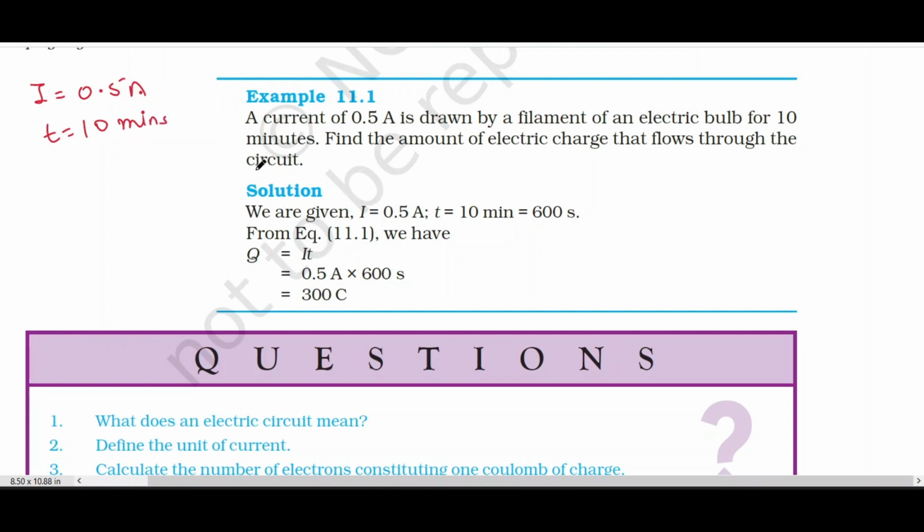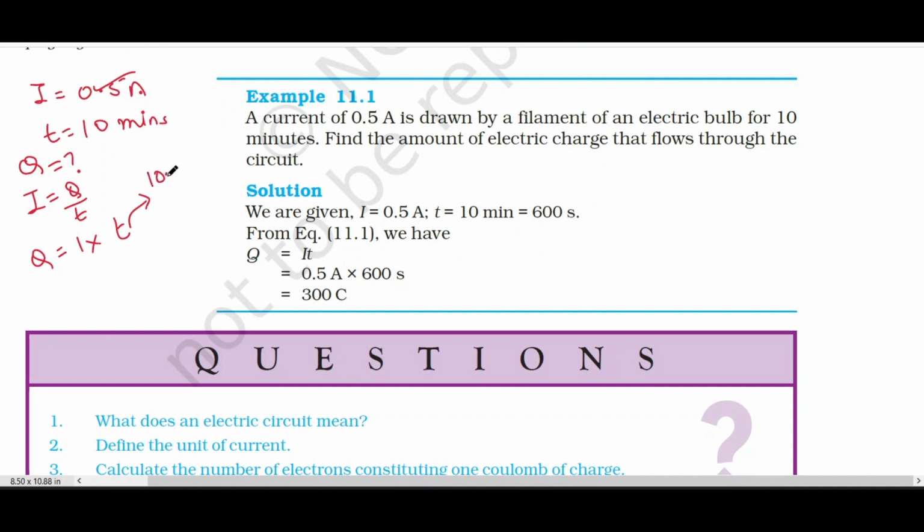And what do we have to find? We have to find the charge Q. Okay. तो हमारा फॉर्मूला क्या था करंट का? I is equals to Q upon T. ओके, तो Q क्या हो जाएगा हमारा? Q is equals to I into T. I हमारा कितना है? 0.5 एम्पियर और टाइम कितना हो जाएगा? 10 मिनट्स. लेकिन मिनट्स को हम सेकेंड्स में कन्वर्ट कर लेंगे.